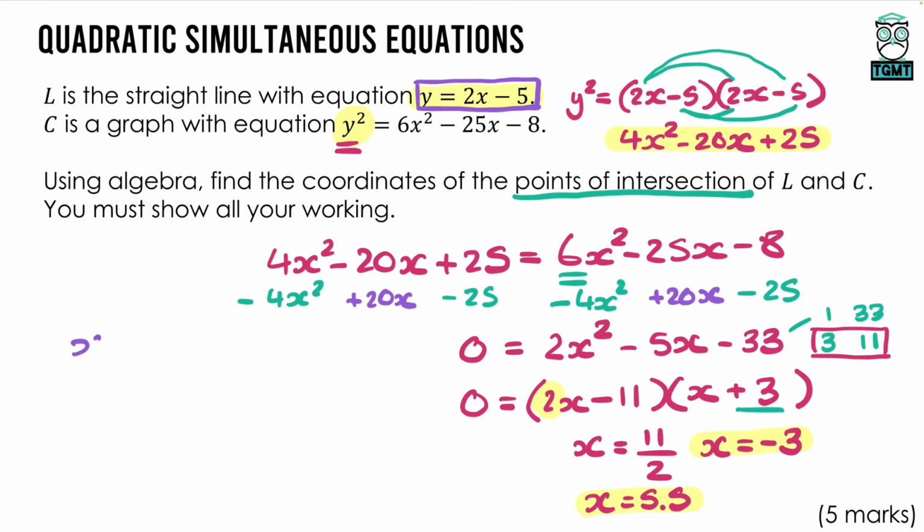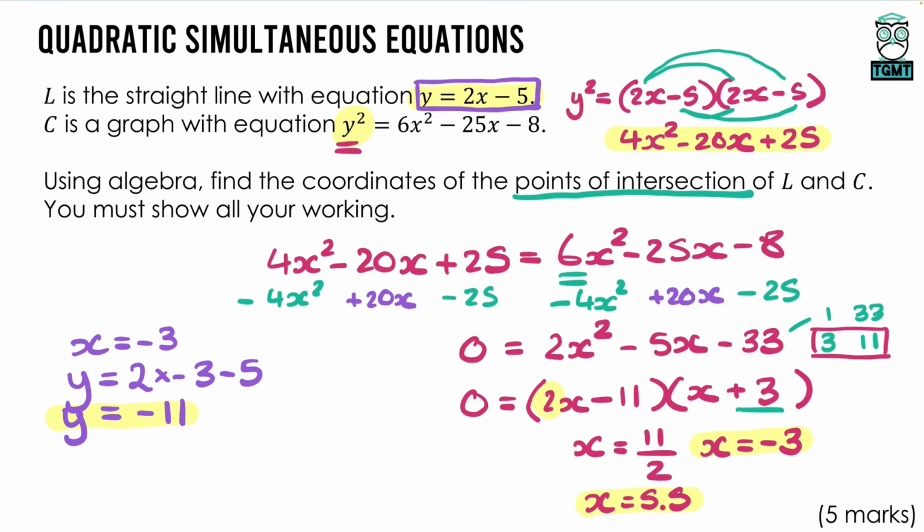So when x is -3, which was our first one there, y is going to be equal to 2 lots of that, 2 times -3, take away 5. 2 times -3 is -6, take away 5 is -11. So y equals -11, and that is our first y coordinate there, which we're going to pair up into coordinates in just a moment. So there we have y equals -11.